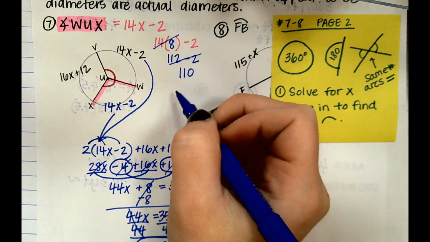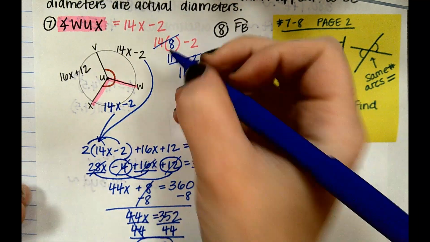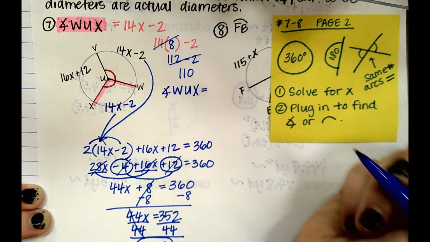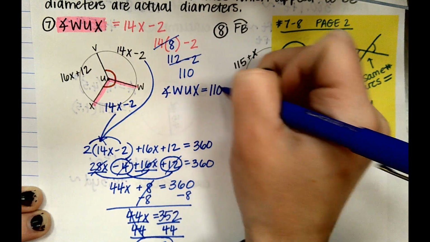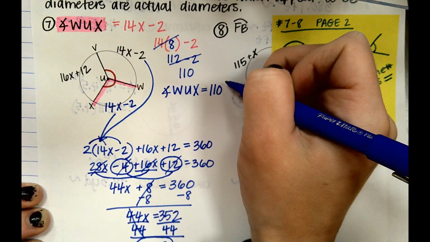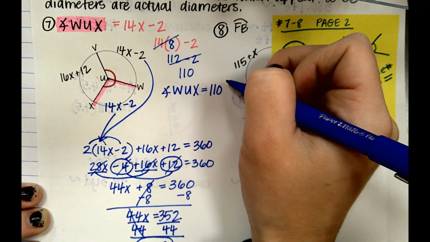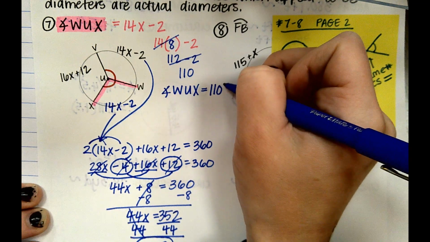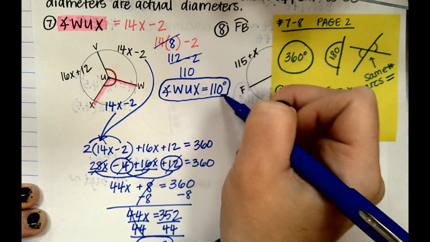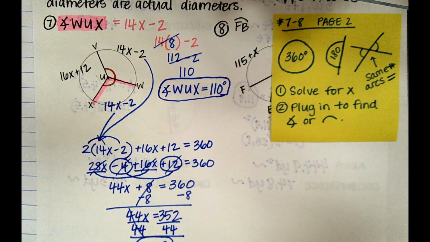So my answer would be angle WUX equals 110. What are my units? It's an angle. Degrees. Good. I know, it's easy to forget. 110 degrees. We don't normally say units when we're talking about degrees, so I probably threw you off. That's all right. 110 degrees. That is number 7.